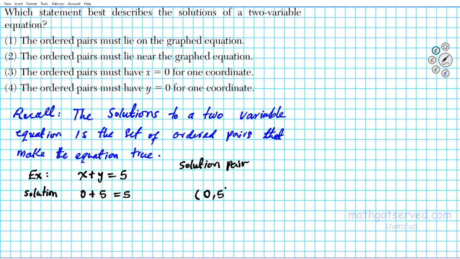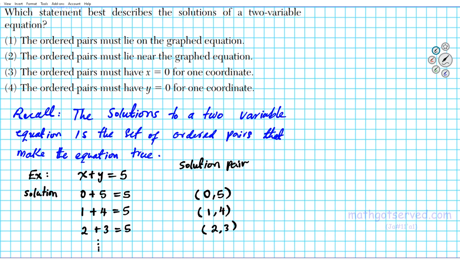All right, let's come up with another solution. How about 1 for the x, then 1 plus what gives you 5? 1 plus 4 is 5, right? So the ordered pair (1, 4) is also a solution. Let's try another one. 2 plus what gives you 5? 2 plus 3 gives you 5. So we can keep on going. There are an infinite number of combinations of two numbers that I can add to give you 5.